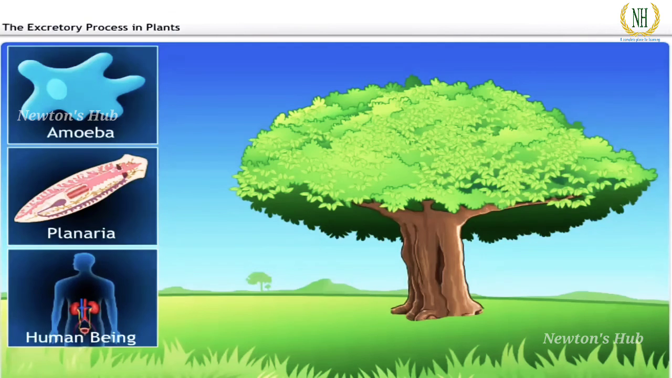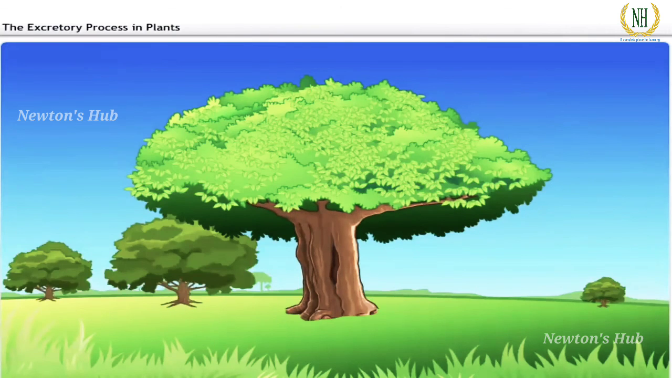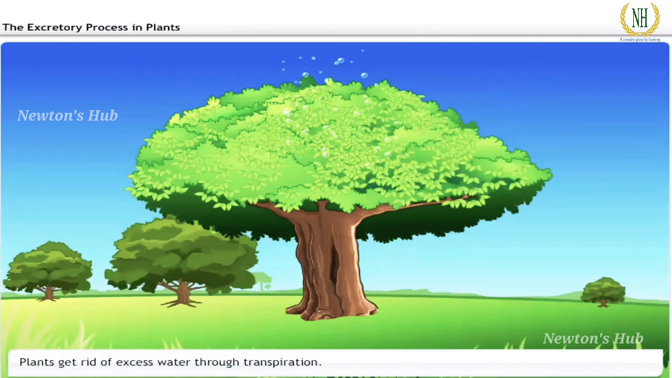Compared to animals, plants use completely different strategies for excreting waste material. These techniques differ from plant to plant. During photosynthesis, plants release oxygen as a waste product, and during respiration, they release carbon dioxide. Plants get rid of excess water through transpiration.